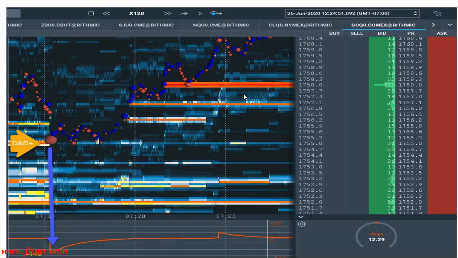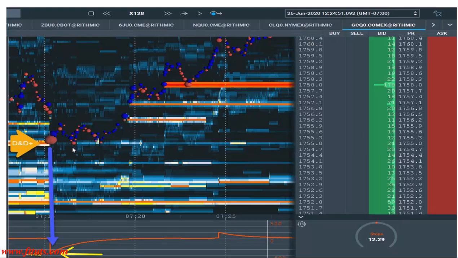This is gold. So we had, again, the Dumb and Dumber setup. D&D plus means it's a buy setup. And we had the stop run here, 449 contracts. Again, monster stops. A lot in gold is about 150. That's our threshold. So you're looking at 3 times that.